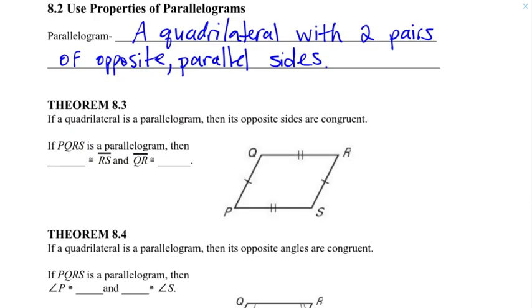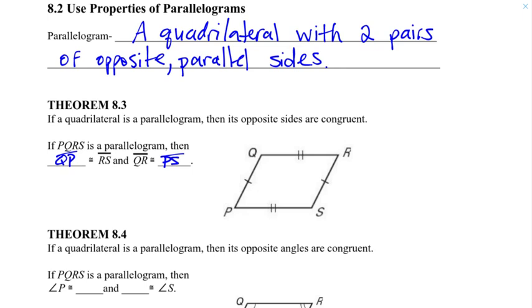Let's go ahead and jump to our first theorem, 8.3. It says that if a quadrilateral is a parallelogram, then its opposite sides are congruent. So this is probably a characteristic that you already knew about parallelograms. If we know it's a parallelogram, QR is not only going to be parallel to PS, but it's also going to be congruent. And same thing goes for QP and RS. Those are also going to be congruent. So in a parallelogram, opposite sides will not only be parallel, but also congruent.